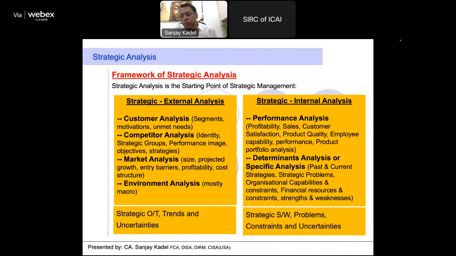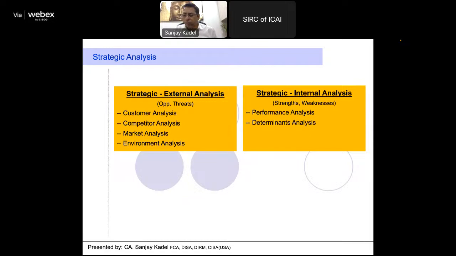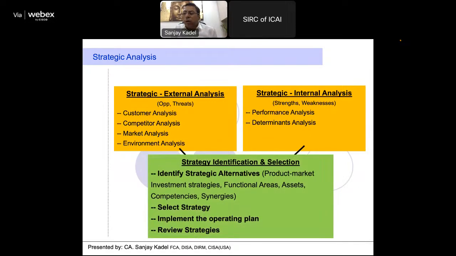What after this? After this, you carry out strategy identification and selection. You identify the strategic alternatives, because now you are in a position where you have a lot of information in your hand. You have studied the customer segments, you have studied the competitors, you have studied the market environment in which your organization is operating, everything you have analyzed. Now it is time for strategy identification and selection. So you identify different strategic alternatives. Out of different alternatives, you select the best alternative, the best strategy, and then you proceed with it. Once you proceed and implement and execute, you may have to review whether it has gone well or not, what the issues are, and then what corrective adjustments you will have to make. Like this, you do strategic analysis.